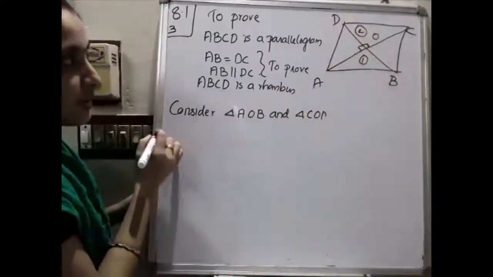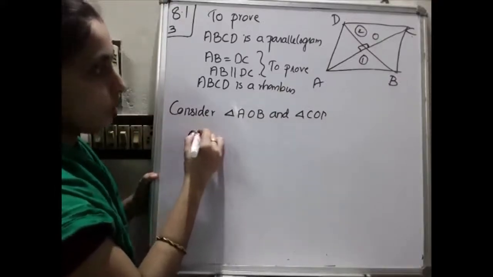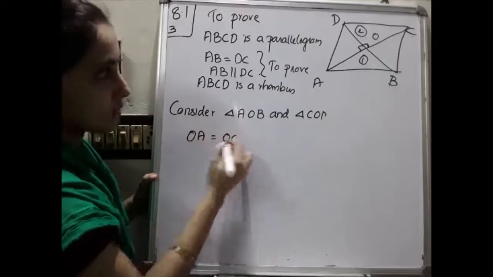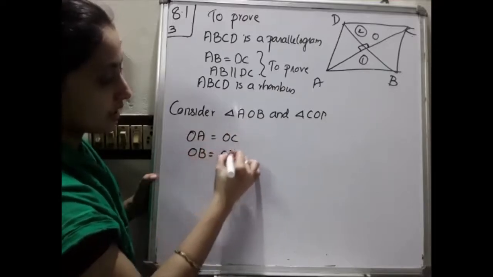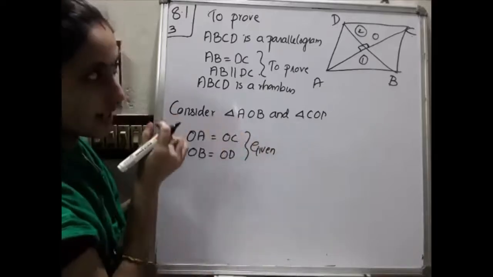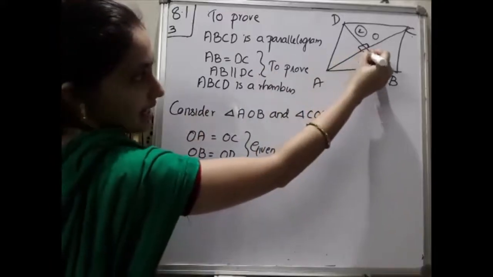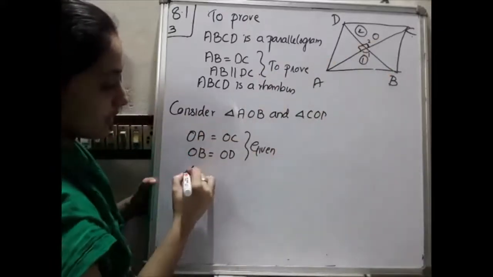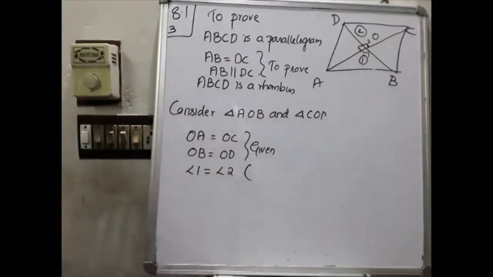So what, these diagonals bisect each other, is it? So you can write OA is equal to OC and OB is equal to OD. These two are given conditions. Then what is next we can say? Yes, vertically opposite angles. So I'll mark this as angle 1 and this as angle 2. So you can write angle 1 is equal to angle 2.